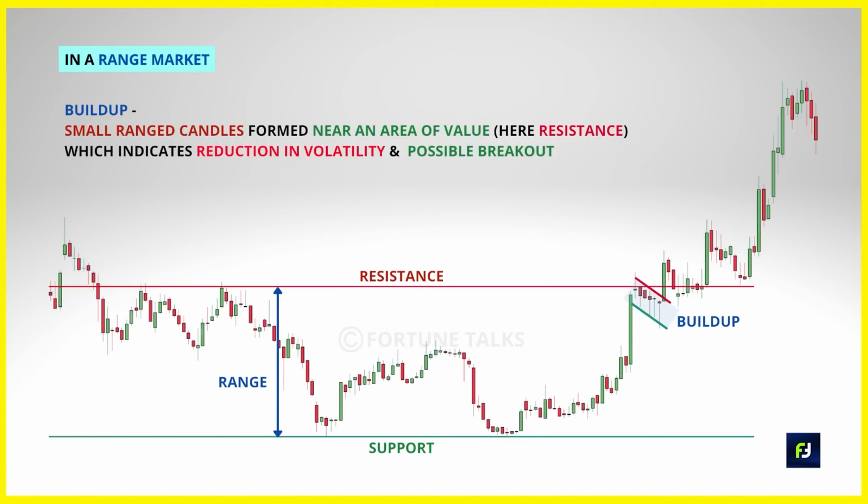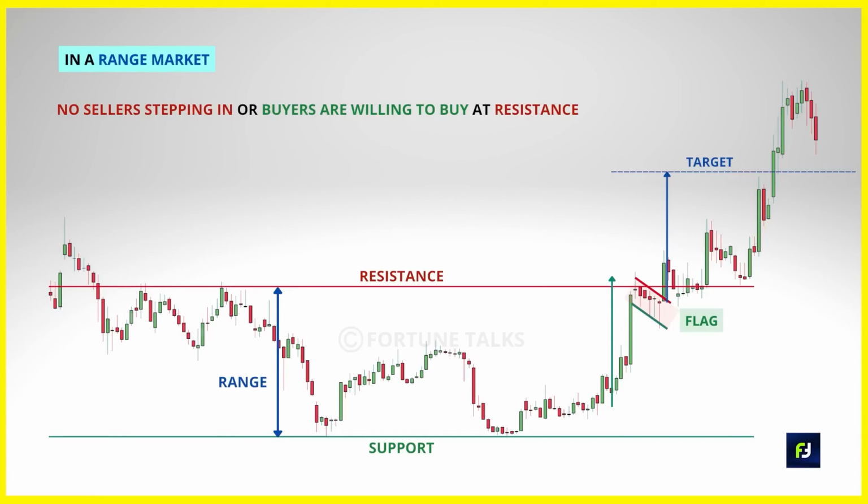Now the same concept applies here. A build up near a resistance level happens because there are no sellers stepping in or the buyers are willing to buy at higher prices. Whatever is the case, this is a sign of strength and the market could break out higher.